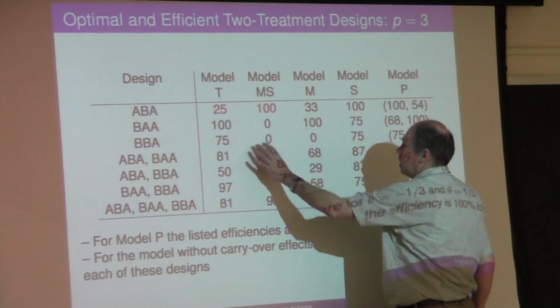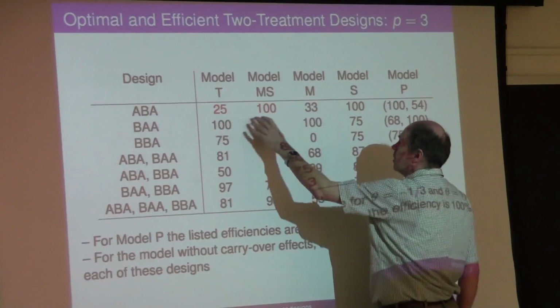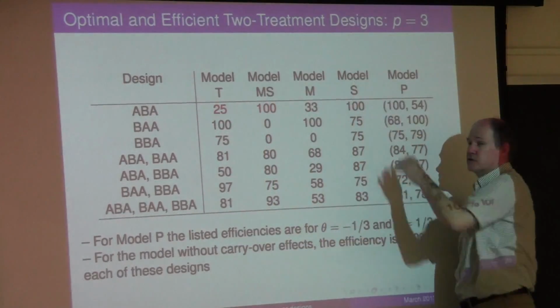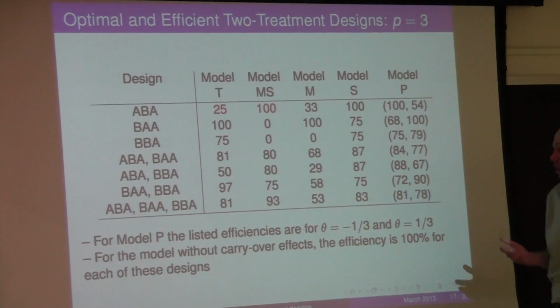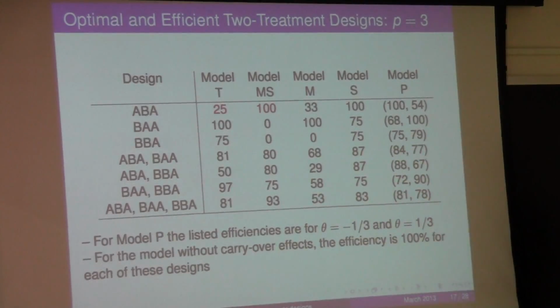75, 0, 0, 75, 100, 0, 100, 25, 100, 33, 100. So these really go up and down. Well, if you use more sequences, you build in some robustness to the design. You don't get optimal designs anymore, but you get designs that perform relatively well for a broader collection of models. So that's another way in which these tables can be used.